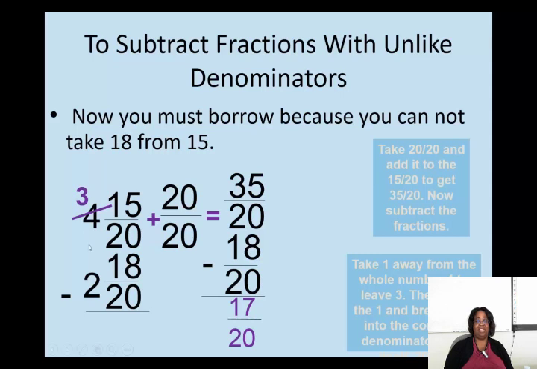We still need to take care of the whole numbers. What's 3 minus 2? 1. So my answer for this entire subtraction is 1 and 17 over 20.